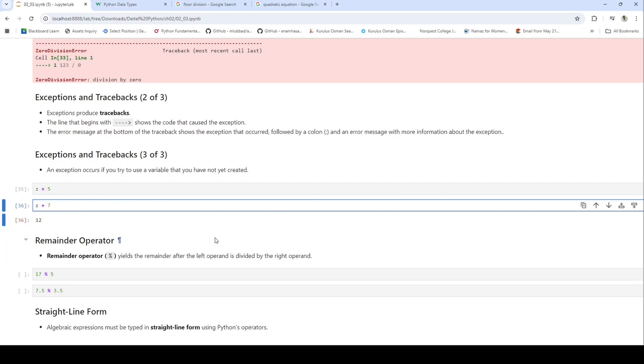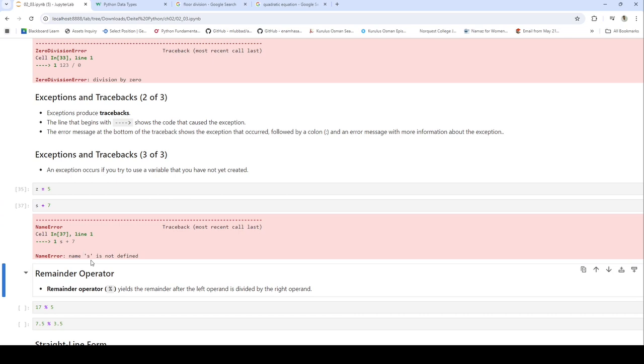But if z was not there, let's say another variable s is not there, and I'm going to add something to it, then an exception will occur. Then it will say that s is not defined. So you're using a variable that you have not yet created.